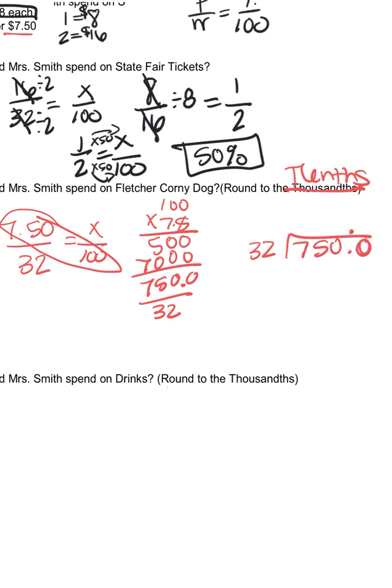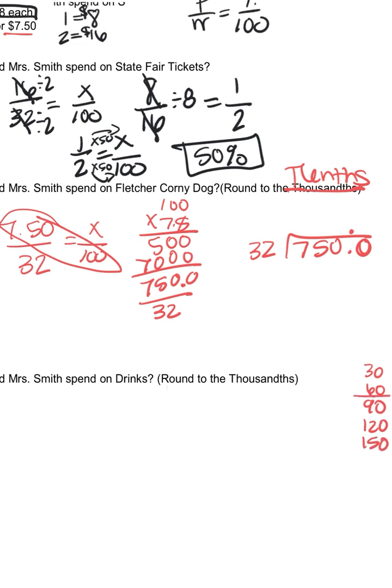Okay, so let's do a little bit of thinking. 32 into 7, not possible, into 75. All right, let's think to ourselves. If it was 30, how many times could 30 go into 75? Well, I have 30, then 60, then 90, then 120, then 150.